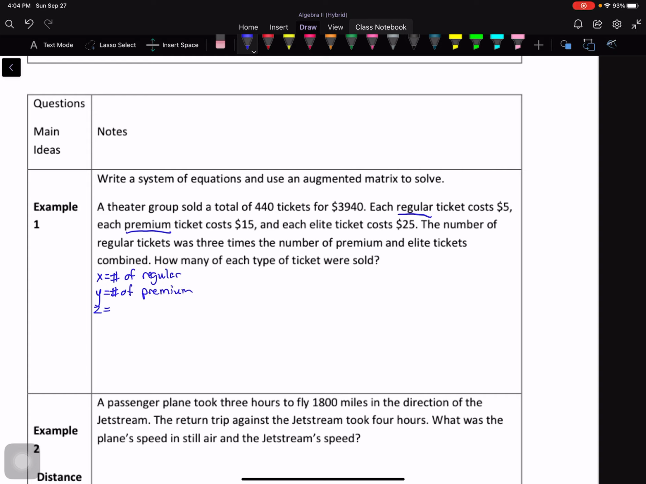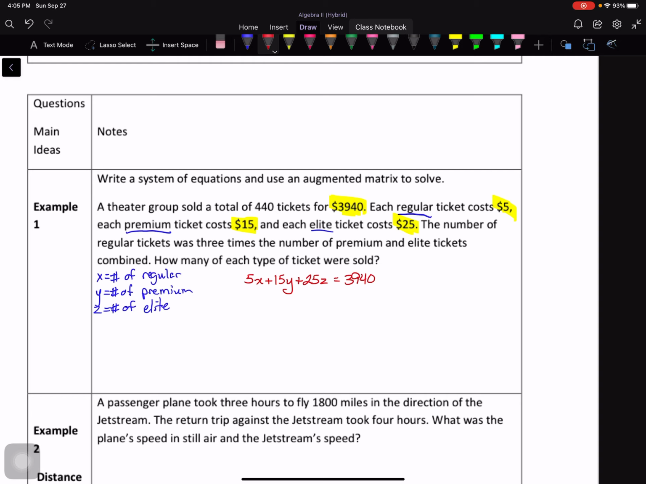Okay, now that you've identified your variables, you should try to write some equations. I think I mentioned in the last applications video, anytime you see money like this, try to keep all of those figures together. So each regular ticket costs $5. We could say $5 times the number of regular tickets, which is X, we don't know, plus $15 times the number of premium tickets, which is Y. We don't know how many yet. That's what we're trying to find. Plus 25Z, the number of elite tickets. If you add up all that money, we're going to have a total of $3,940.